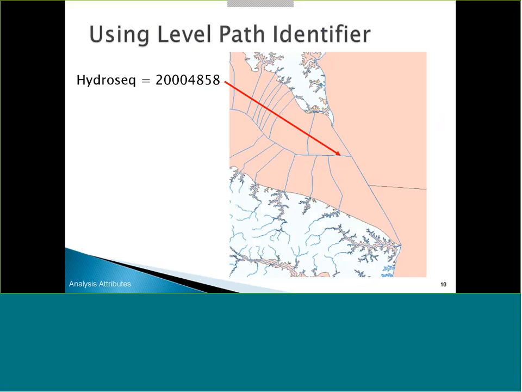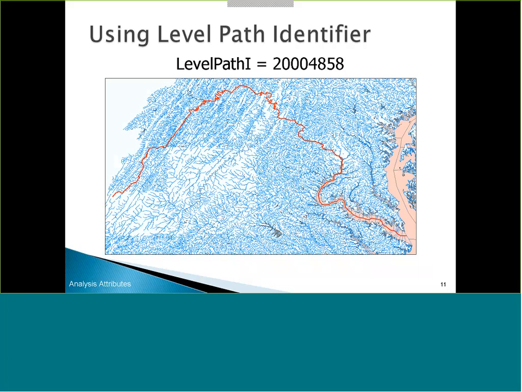And using LevelPathID and TerminalPathID is really nice. This is the mouth of the Potomac, which is one of my favorite places, since I don't live very far from there. And the hydroseq number is 200004858. And if you select LevelPathID equal to that, you get, whoops, didn't mean to do that. You get the main path.